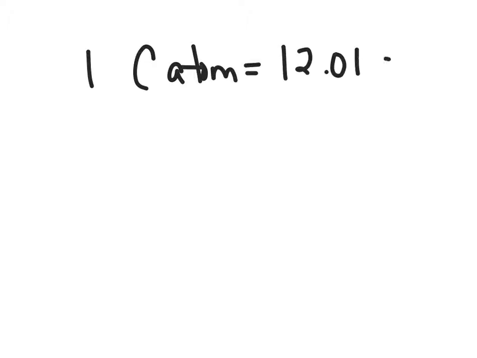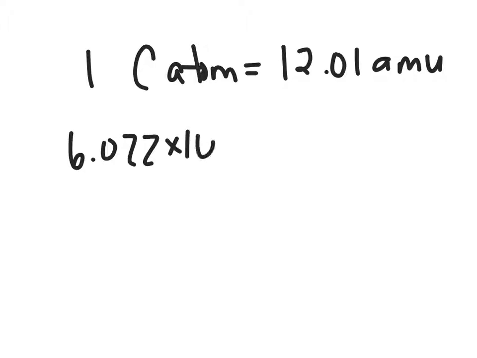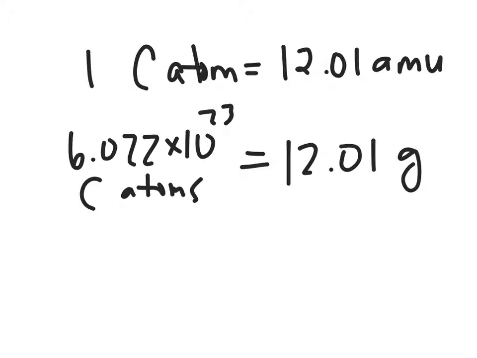So let's take a look at these. Now what we're saying is that if we have one carbon atom, that's the equivalent of 12.01 atomic mass units. And if I have instead 6.022 times 10 to the 23rd carbon atoms, that's the same as having 12.01 grams. So what we're seeing in this first equivalency is the relationship between one atom and its mass, and in the second equivalency, the relationship between the mass of 6.022 times 10 to the 23rd atoms, that group of atoms, measured in grams.